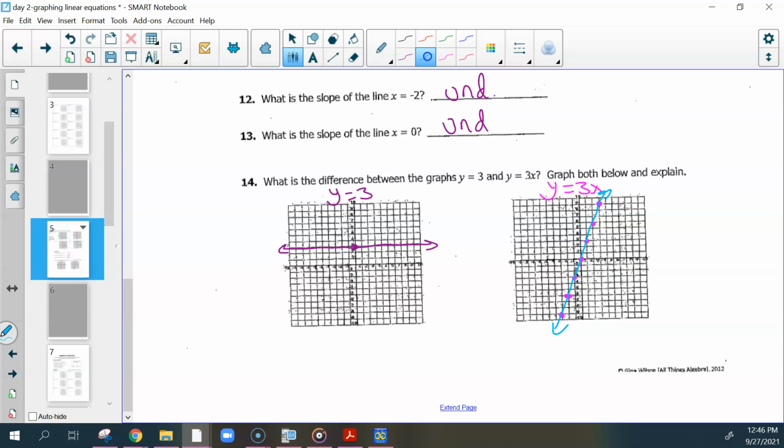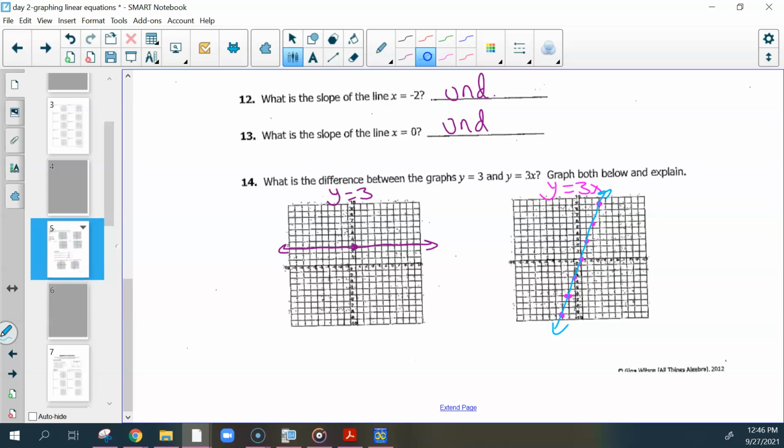That means y is over here. Y is 3, it's how far you go up. The x value doesn't matter. You just know y is 3. So I can go straight across the x-axis. That helps me remember it's a straight line.